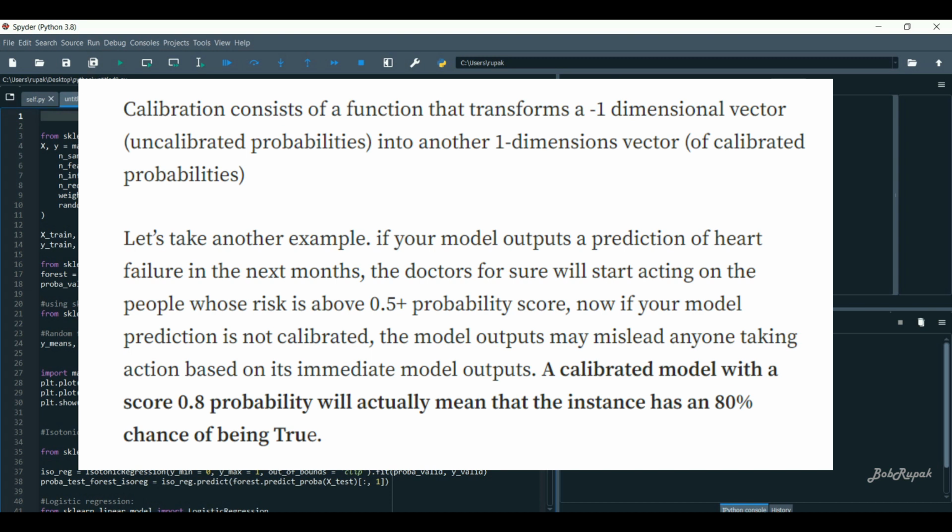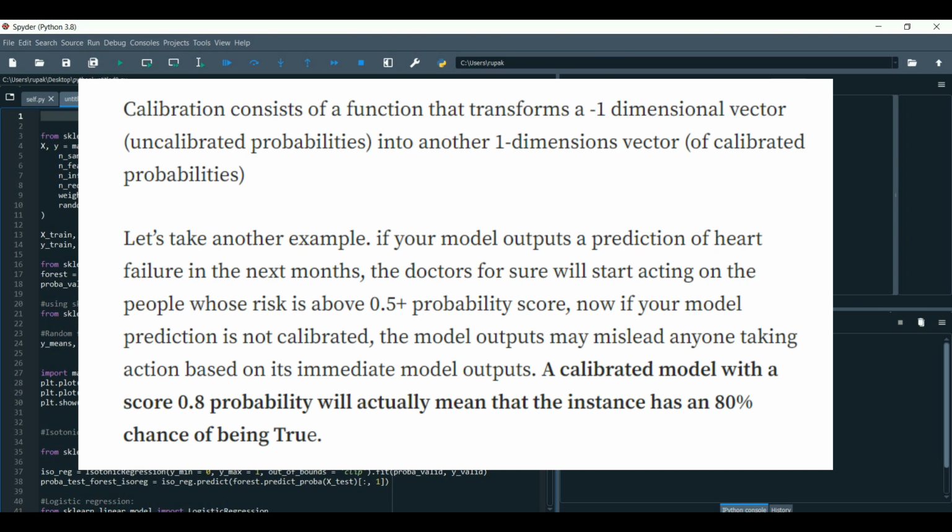If your model outputs a prediction of heart failure in the next months, the doctor for sure will start acting on the people whose risk is above a 0.5 probability score. Now, if your model prediction is not calibrated, the model outputs may mislead anyone taking action based on its immediate outputs. A calibrated model with a score of 0.80 probability will actually mean the instance has an 80% chance of being true.